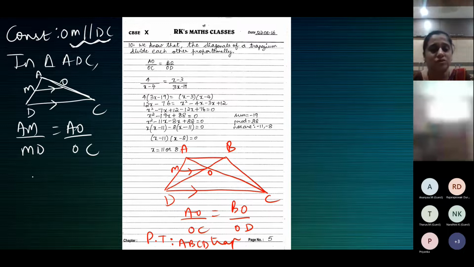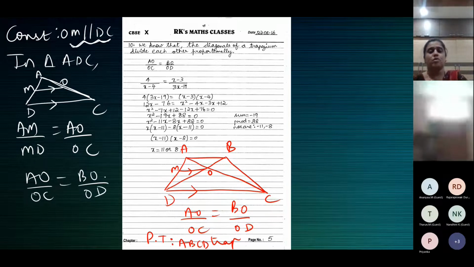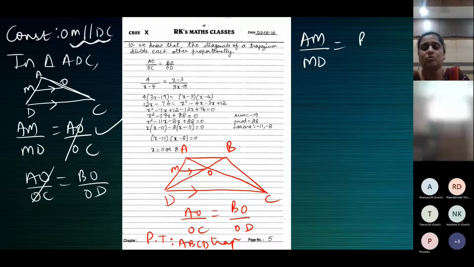Now the other thing is the proportion given to you: AO by OC is equal to BO by OD. One you have from BPT in a triangle, the other is given in the question. When you compare these two, you get AM by MD is equal to BO by OD. Where is AM? AM by MD is equal to BO by OD.